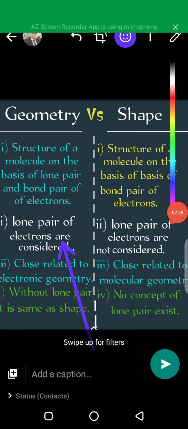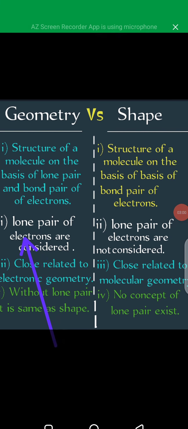As I told you with the second example, lone pairs of electrons and bond pairs, both are considered in case of the geometry of a molecule. And in shape, only bond pairs are considered but not lone pairs. And the second point I have mentioned is that lone pairs of electrons are not considered in case of shape. I hope this point is very clear, as I showed you recently with the help of the example.